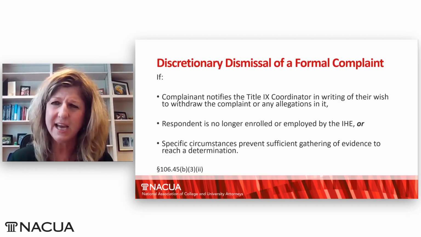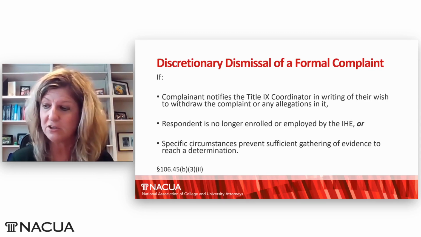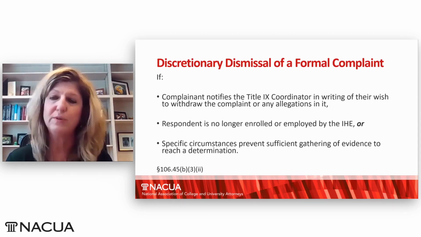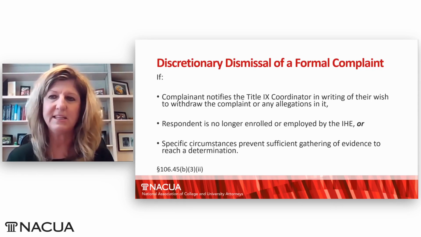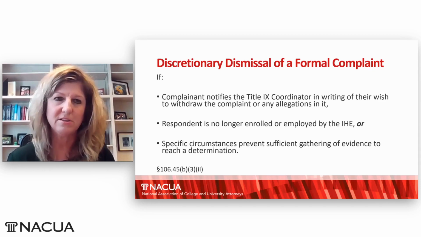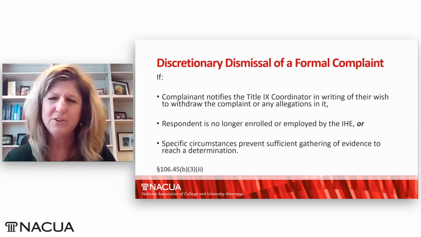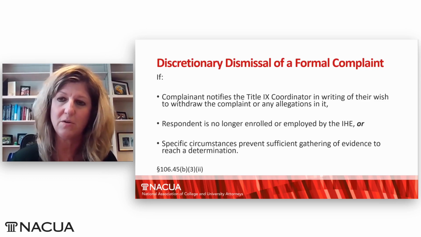Finally, there's kind of this catch-all that there can be a discretionary dismissal if the specific circumstances prevent sufficient gathering of evidence to reach a determination. So I think this is the department's acknowledgement that there may be situations where the circumstances change, and by the time you get to the hearing, there's just not going to be enough information to reach a determination either way. And the Title IX coordinator then has the discretion to dismiss the formal complaint if they wish to do so.